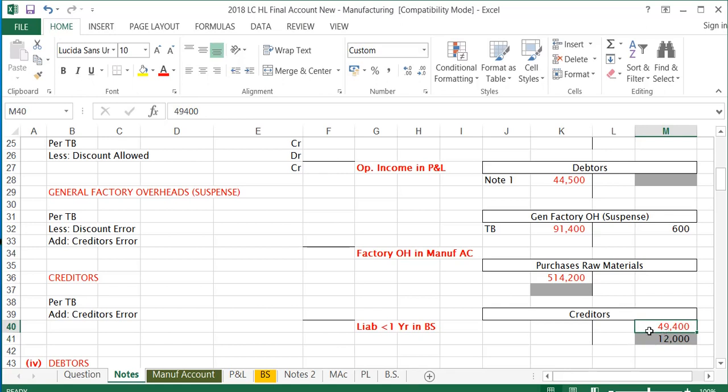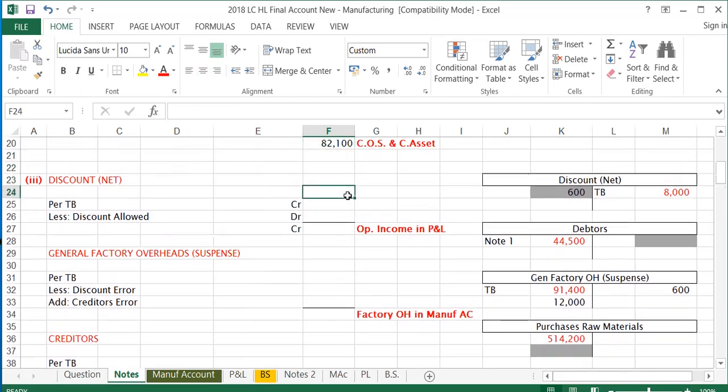So for crediting creditors with 12,000, I'm just going to put the opposite in the suspense as a debit balance of 12,000. So whatever side it goes in these accounts, to fix it, we then just put the opposite into the suspense account.